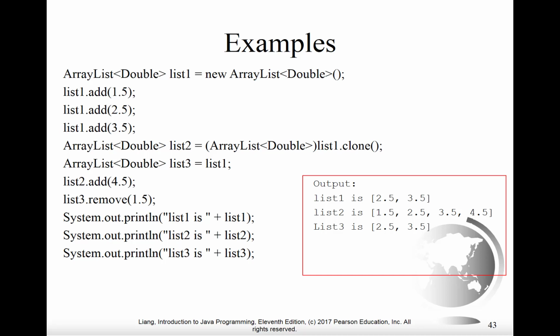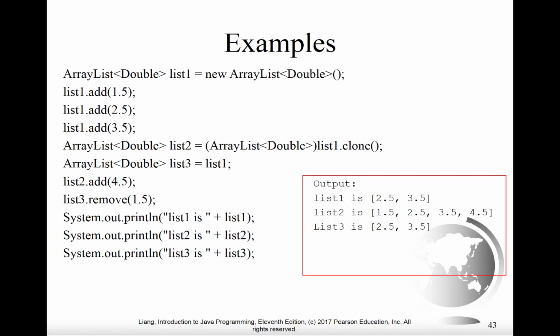Notice what happens in the next line of code, however. We say ArrayList<Double> list3 equals list1. That did not actually clone the list. All we've done, in fact, is we now have two variables, list1 and list3, which refer to the same object. So in fact there is only one object, and it has two names effectively now. It has the name list1 and the name list3. However, list2 is a separate object which represents a clone of the original object.